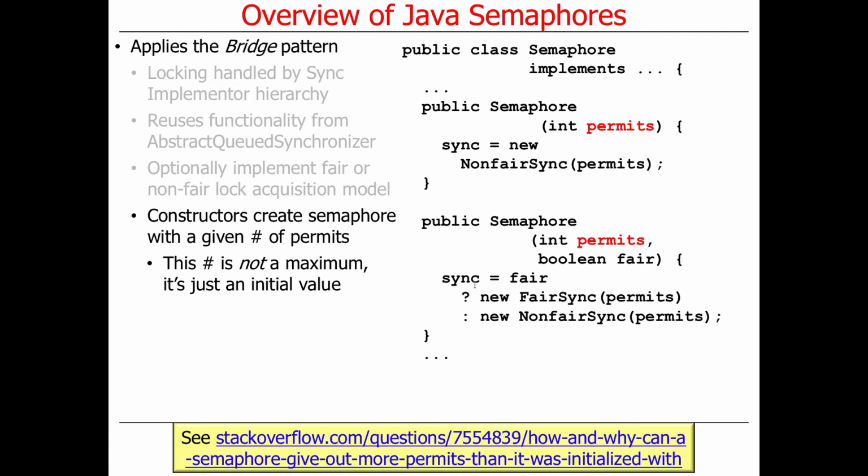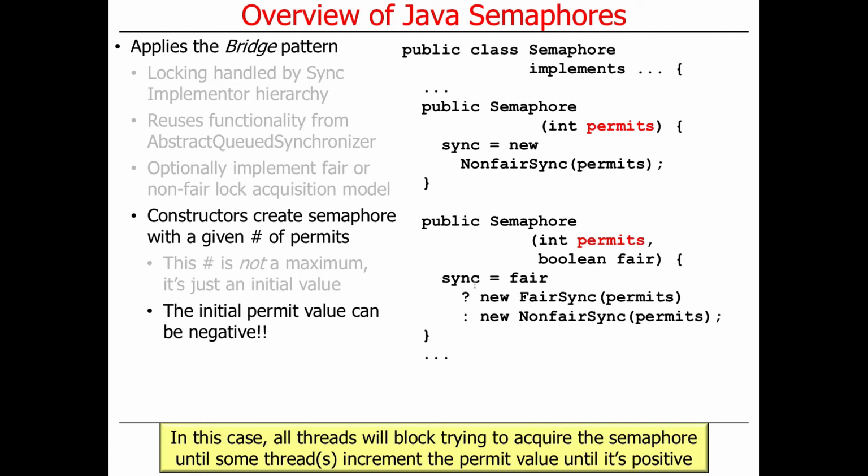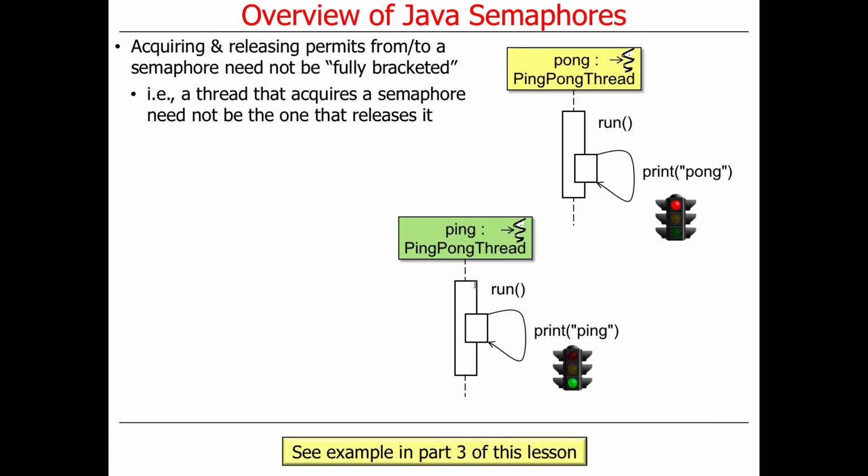And that's kind of weird. And if you're confused, as I was when I first learned about this, a Stack Overflow article goes into some detail about why it works that way. In fact, even more bizarrely, you can give a negative value to the semaphore. You can give it -50 if you want to. Not often a very useful thing to do, but you can do it. And if you do this, then all threads will block trying to acquire the semaphore until one or more threads increments the value to be greater than 0. Again, it's possible to do that. There actually are use cases where this is handy. Rather rare, but it's possible.